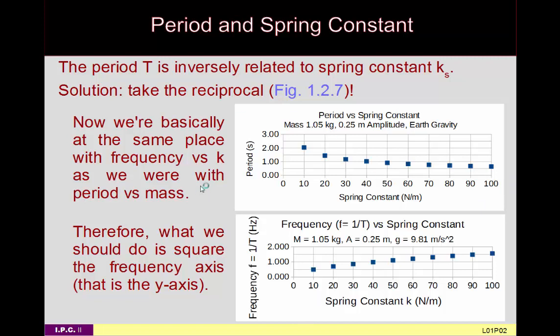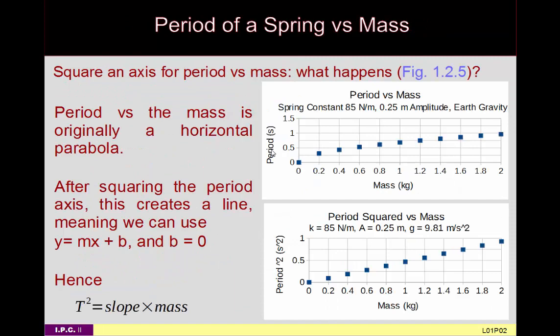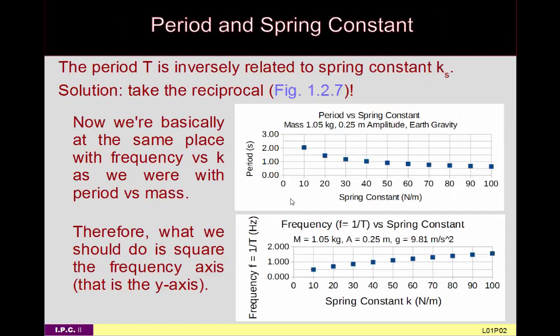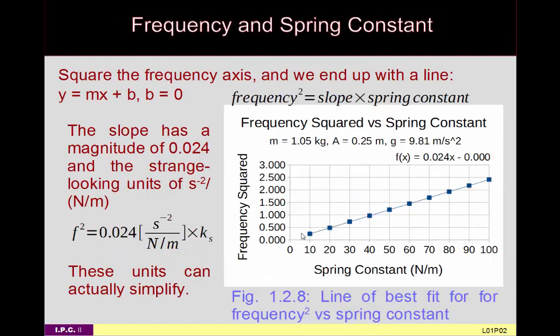So we go through a similar analysis with period versus spring constant. Basically, we invert the axis. In this case, we look at frequency versus spring constant. We get something that looks very much like our original plot of period versus mass. Sideways parabola, in other words. So we go through the same process of squaring an axis, getting a line of best fit, doing a y equals mx plus b thing, seeing that on the y-axis you have a frequency squared, on the x-axis it's a spring constant. And so you end up with some equation that looks like this.